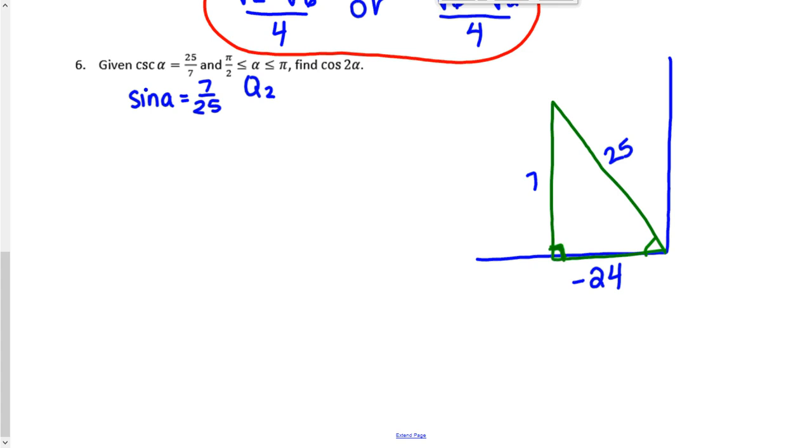That's the whole reason you have the quadrant, is to figure out what's negative and what's positive. So let's come over here real quick. We already know that the sine is 7 over 25. What's the cosine? Negative 24 over 25. And what's the tangent? 7 over negative 24.